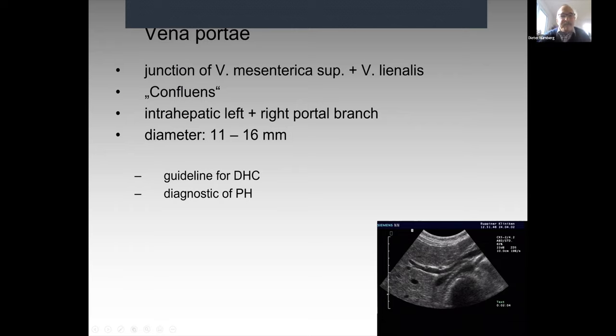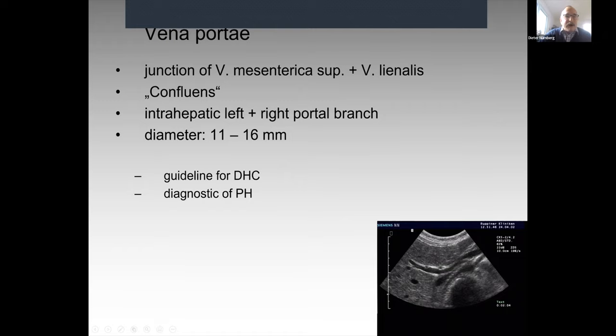And you remember that we look for the confluence also if we look into the pancreas: the hepatic, the splenic vein, that is our guideline also for the examination of the pancreas. Then also we look in the hilum of the liver in the left and right branch of the portal vein, and I told you already that the diameter is a little bit more than 10 millimeters to 15-16 millimeters.